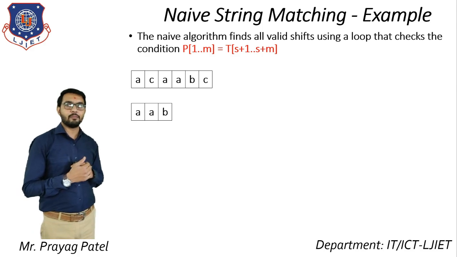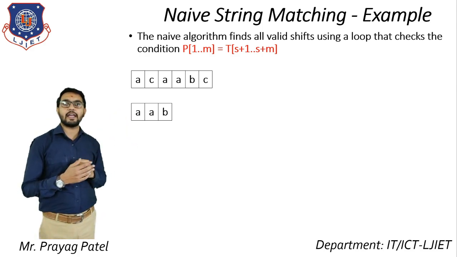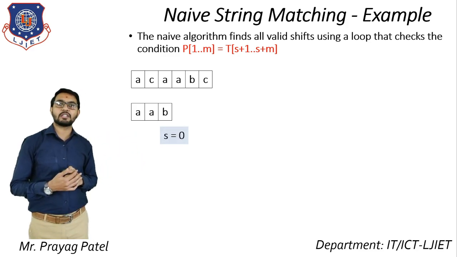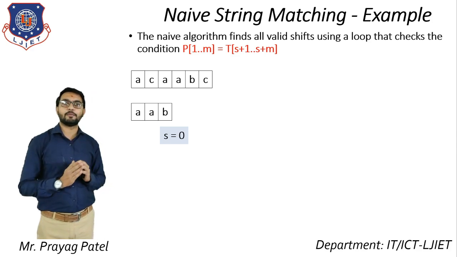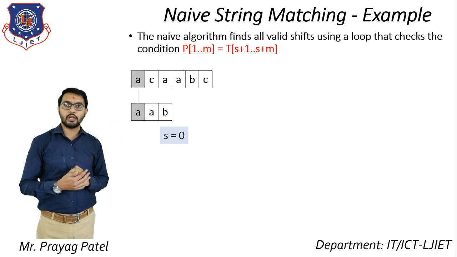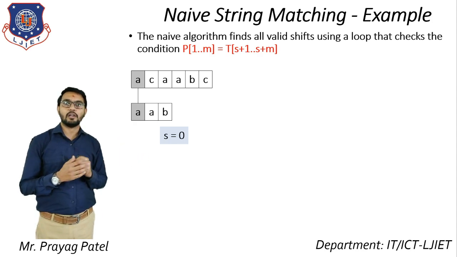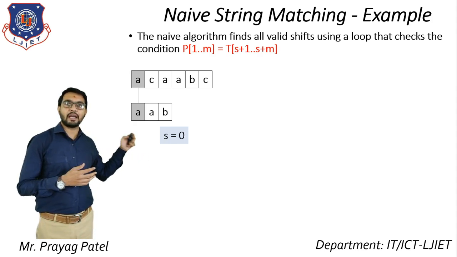Now consider one example for the naive string matching algorithm. Here consider the text as ACA ABC and the pattern as AAB. First consider s equals 0, meaning shift equals 0. No shift operation is performed. So we compare the first text character with the first pattern character. Here both locations are matched. So consider the next location.